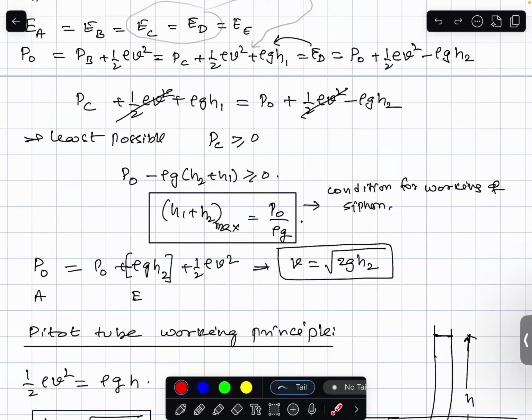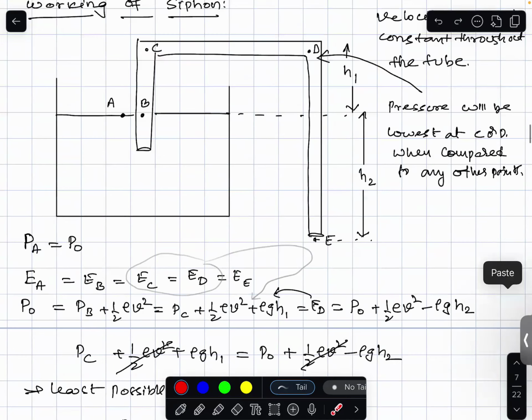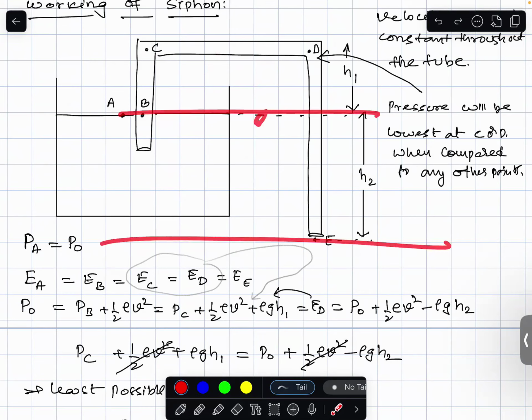So therefore finally the velocity through which the fluid flows through the siphon depends only on this level difference, irrespective of that level. It strictly depends on only this level difference.